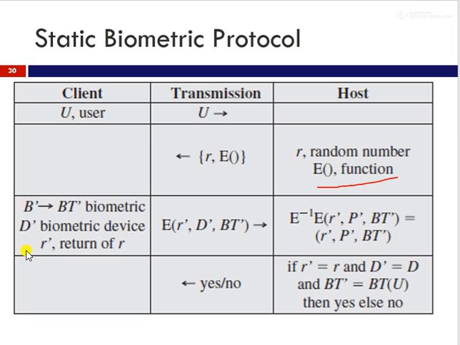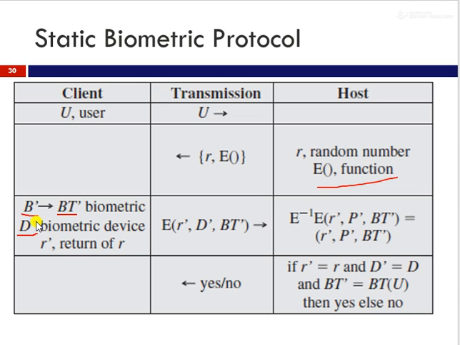Now on the client side, the user will provide his biometric data to the biometric device, and this biometric device will generate the biometric template of the user. The device that is used to generate this biometric template, D dash, is the ID of that biometric device. This biometric device is already registered with the host, so the host knows all the valid biometric devices that can be used for the authentication purpose. So the host is aware of the IDs of the biometric devices that are on the network.